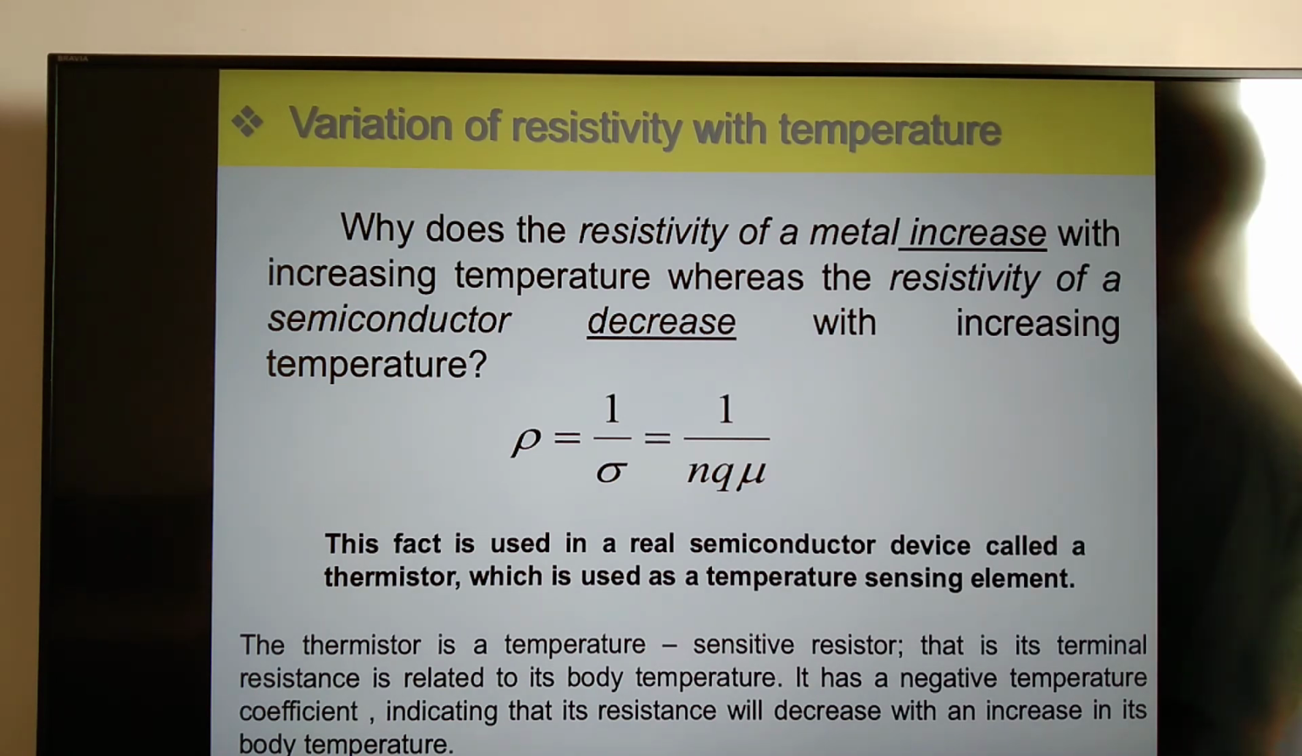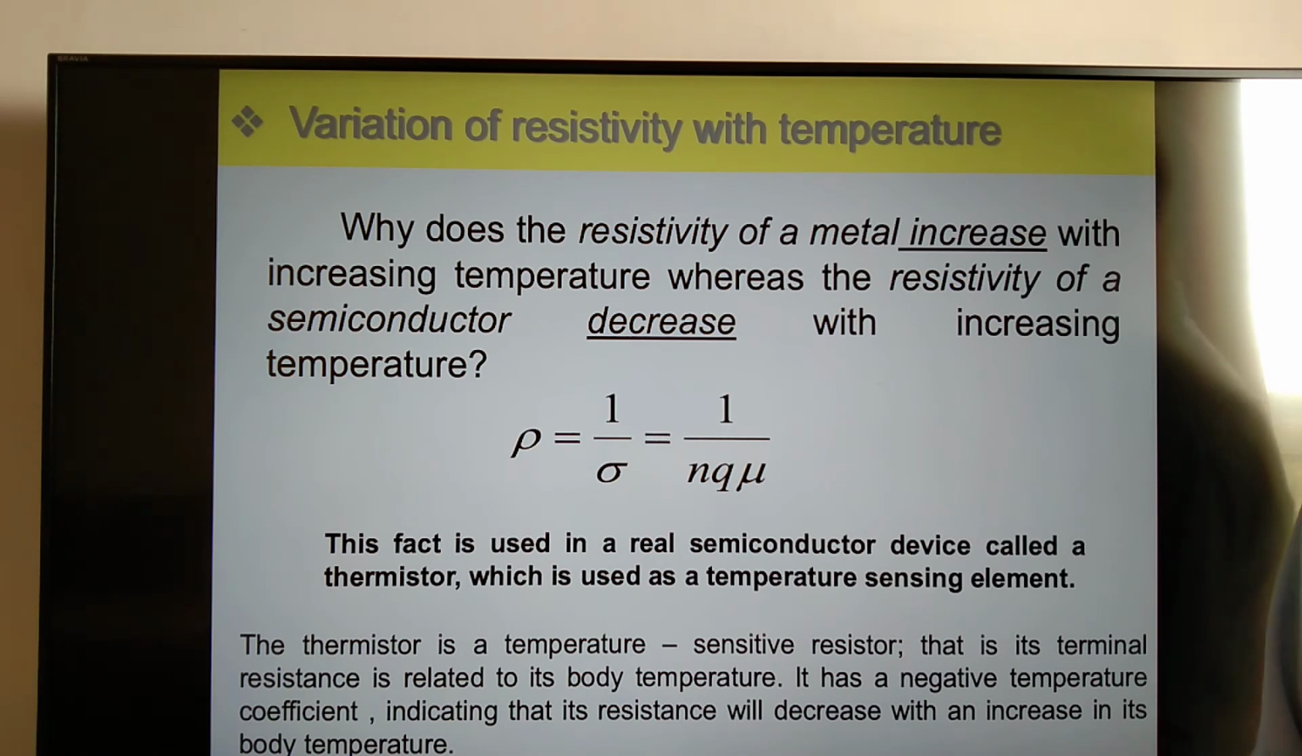But in the case of a conductor there is no question of electron-hole pair generation. So in that case the thermal collision will dominate, which will decrease the conductivity of the conductor, or alternatively you can say the resistivity will increase with temperature increase.